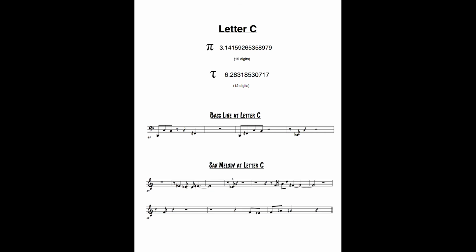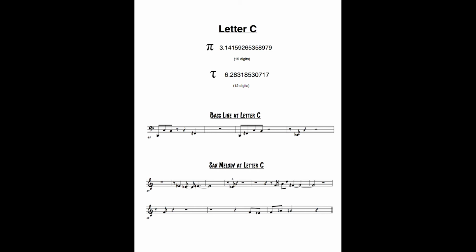Now, I also used pi in the sax melody in a couple ways. The first way, here again, is the number of notes I played. Now, non-musicians, you might have a hard time seeing this if you don't read music. But if you notice the first phrase, there's 3 notes, and then the second phrase is just 1 note. Then the third phrase is 4 notes. Then the fourth phrase is 1 note, and then the last phrase is 5 notes. So there we have pi again, 3, 1, 4, 1, 5.